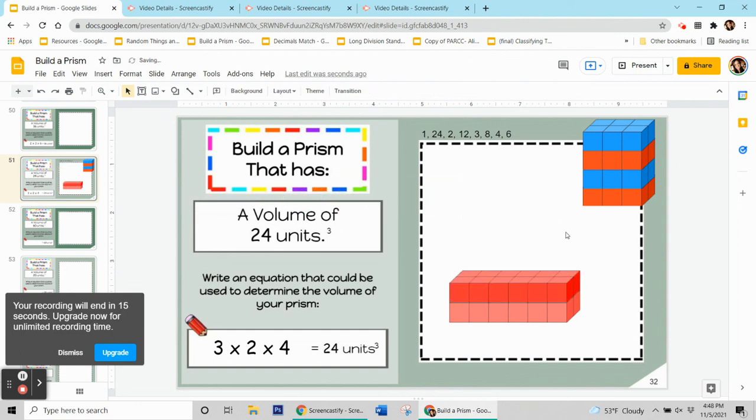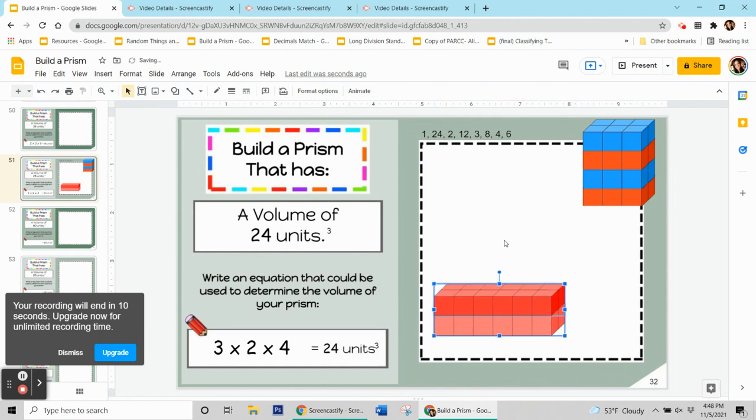Delete the ones you don't need. This has a volume of 24, because it's 12 times 2, or 6 times 2 times 2. And this one has a volume of 24, because it's 3 times 2 times 4.